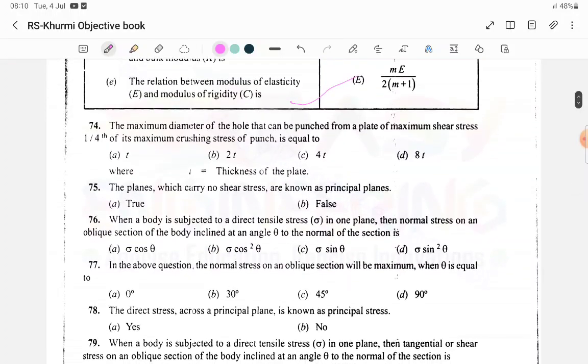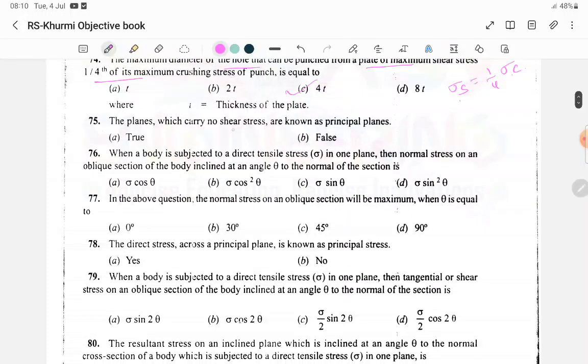Next, the maximum diameter of a hole that can be punched from a plate of maximum shear stress, one by fourth of its maximum crushing stress of the punch, is equal to 4T. So he is saying that maximum shear stress is equal to one by fourth of the maximum crushing stress. Shear stress formula you know, pi by 4 d square into L, and crushing stress formula you know, pi d into thickness. So that one you equate, you get the maximum diameter.